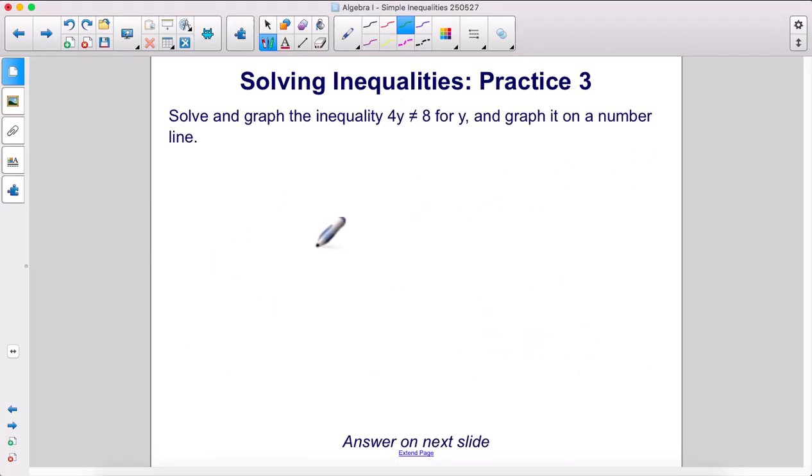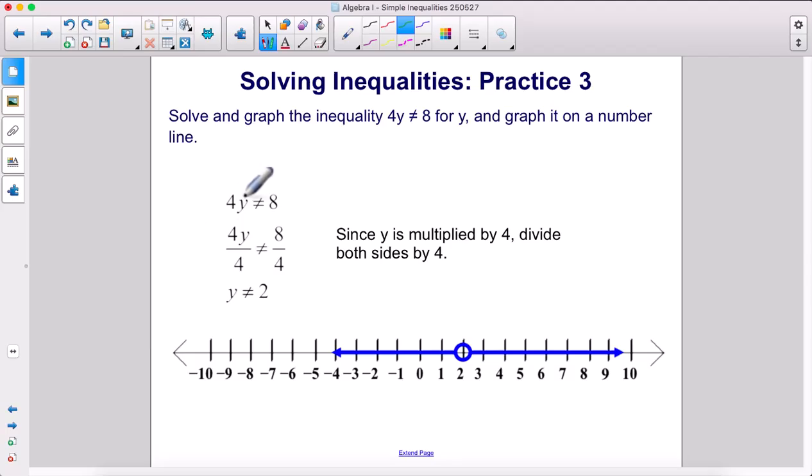Solve and graph the inequality 4y is not equal to 8 for y and graph it on a number line. Since y is multiplied by 4, divide both sides by 4 and we get y is not equal to 2, which is an open circle at 2 with rays going in both directions, to positive and to negative infinity.